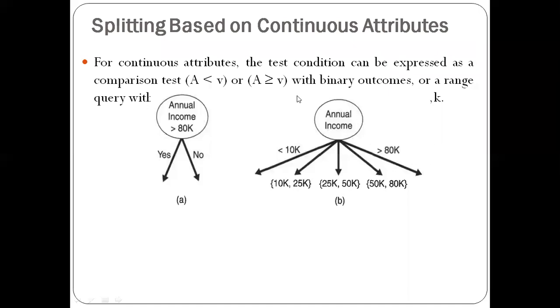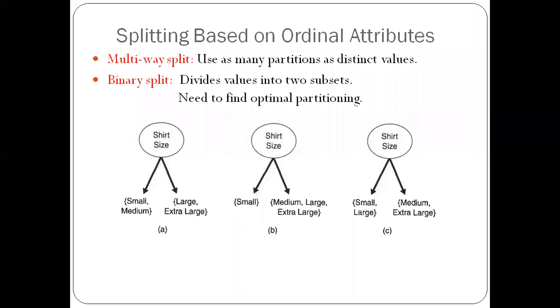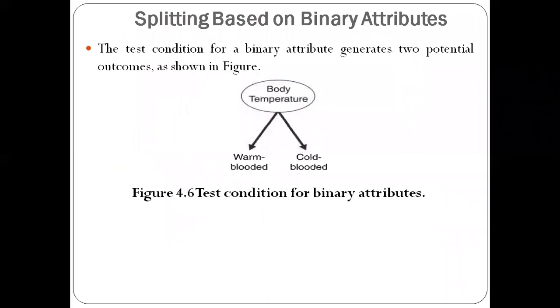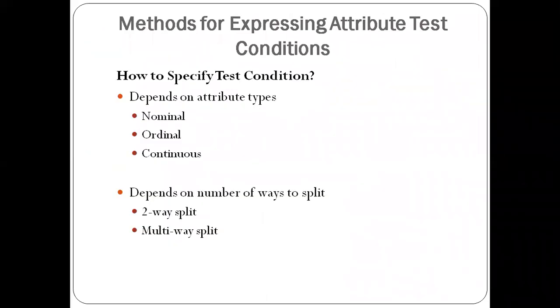So this is the first design issue that we need to consider while designing or building a decision tree, and that is based on the attribute type. We have decided on how to specify the test condition.